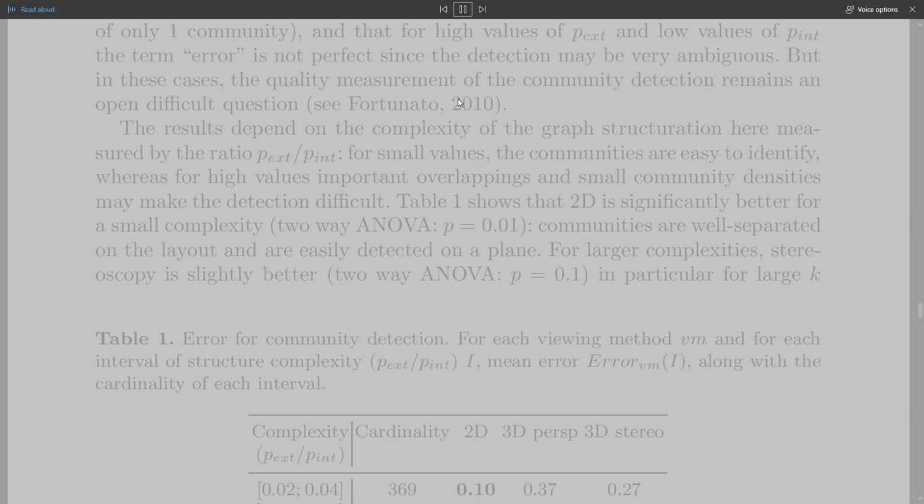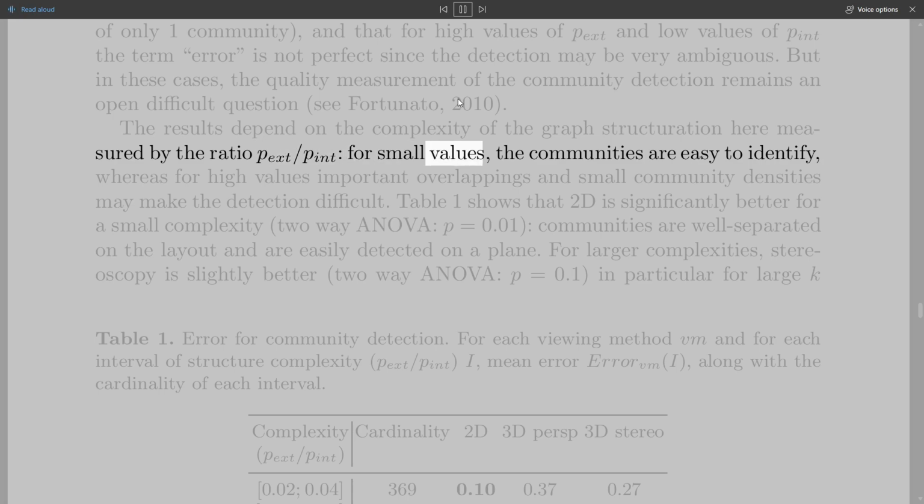the detection of only one community, and that for high values of PEX and low values of pint the term error is not perfect since the detection may be very ambiguous. But in these cases, the quality measurement of the community detection remains an open difficult question. See Fortunato, 2010. The results depend on the complexity of the graph structuration here measured by the ratio PEX/pint.